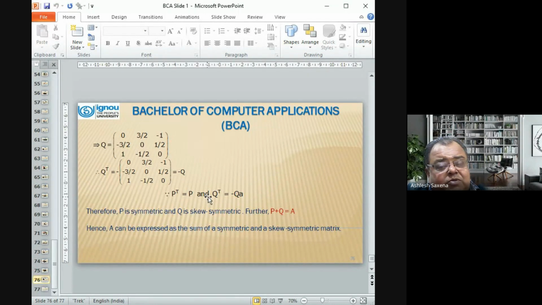P transpose is equal to P, and Q transpose is equal to minus Q. That means P plus Q is equal to A. So therefore, P is a symmetric matrix and Q is a skew symmetric matrix. This is the confirmation that P plus Q is equal to A.